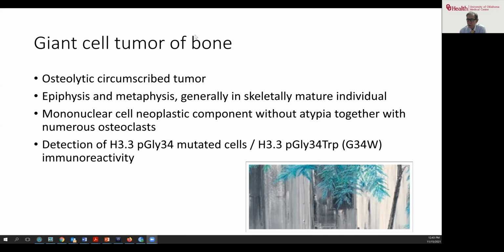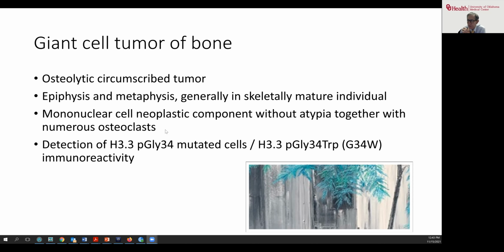Well, over the course of my career, we've learned a few things about giant cell tumor of bone. Of course, the radiographic and biologic behavior hasn't particularly changed. This is generally an osteolytic tumor that's quite circumscribed and most commonly affects the metaepiphysis, the epiphysis and the metaphysis. And usually this is in skeletally mature individuals, usually in their third, occasionally the fourth decade. The neoplastic cells are rather monotonous mononuclear cells, generally without any atypia, and are accompanied by numerous osteoclasts.